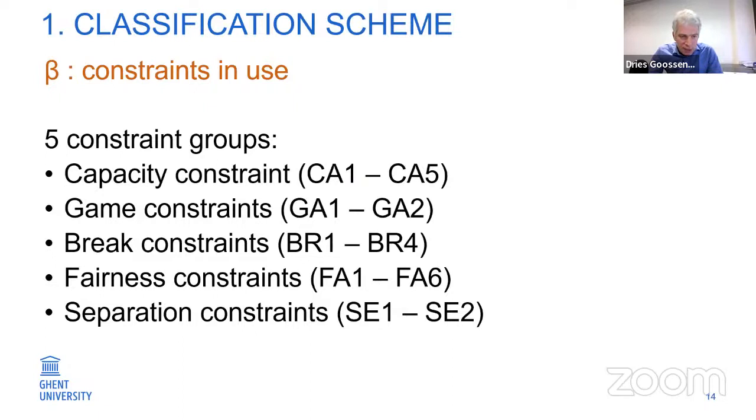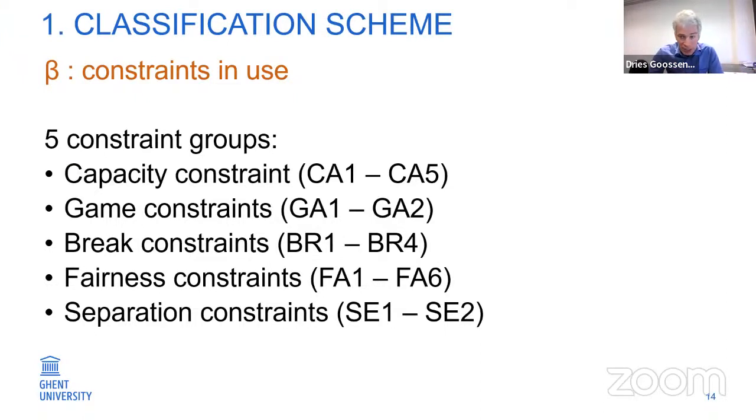We looked at the constraints that we saw in the literature, and we grouped them into 5 groups, where each group has a number of typical constraints. I'm of course not going to go over all these different constraints, but just give you the idea of the groups. We have a group of capacity constraints, which deal with whether or not the stadium of a team is available at a particular round. So can this team play a home game or not? We have game constraints. Game constraints are about specific matches. Is it possible to have a game A against B on round R?